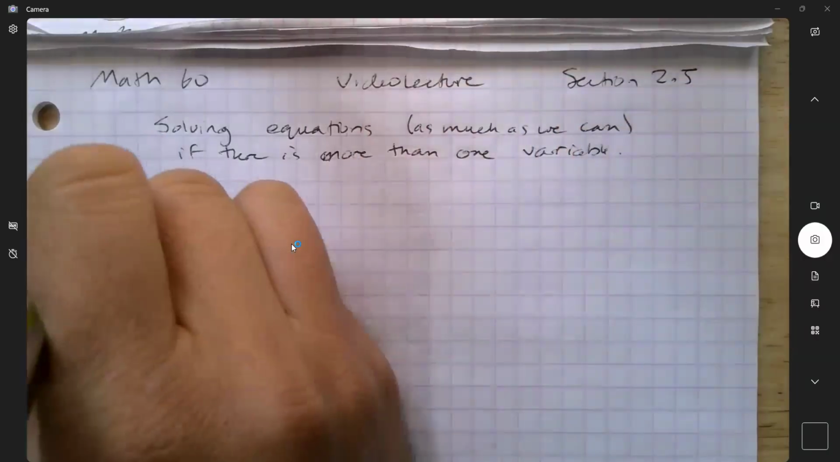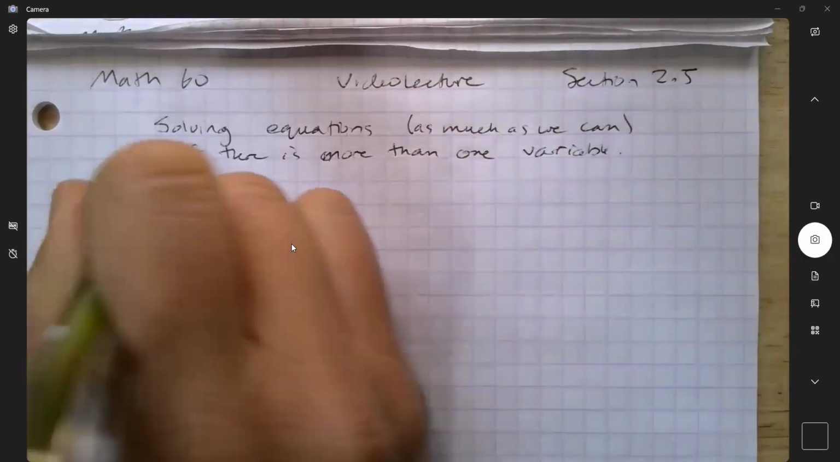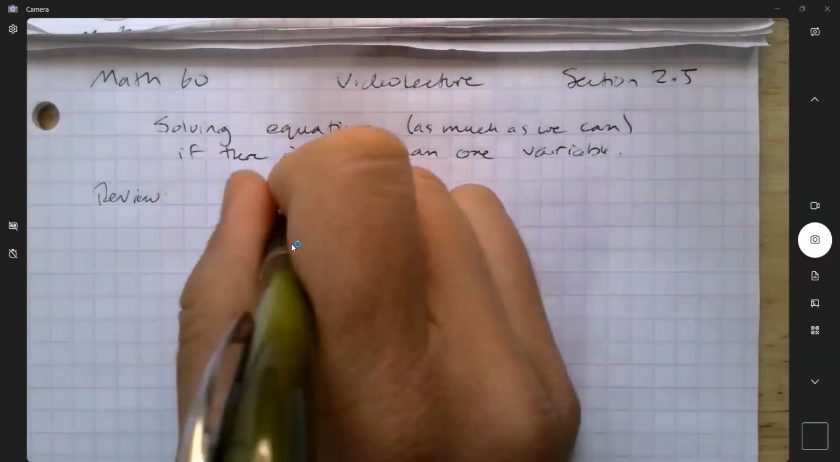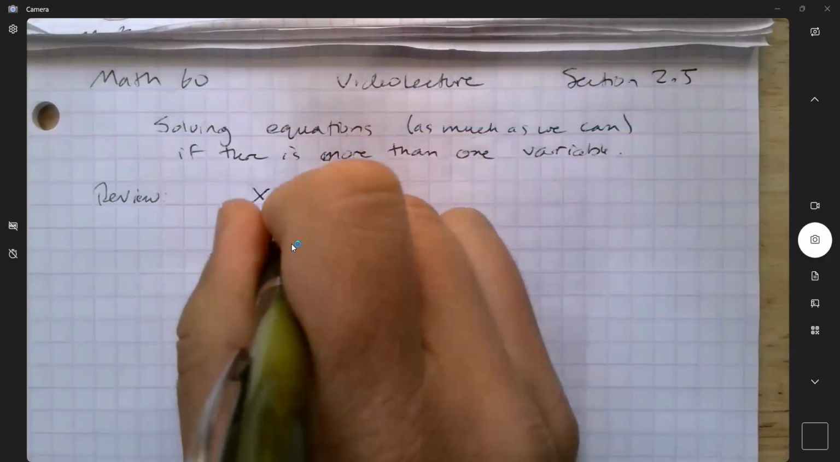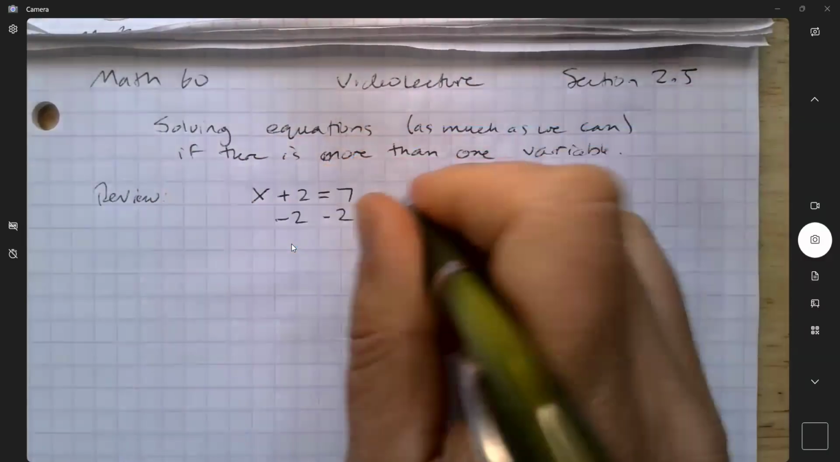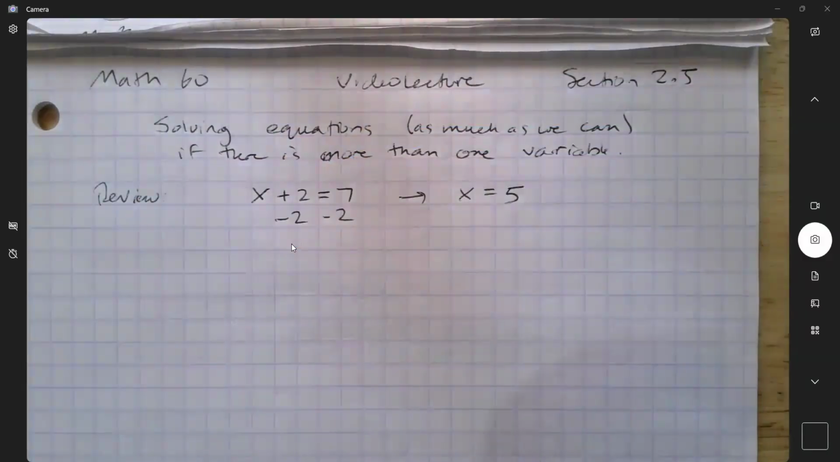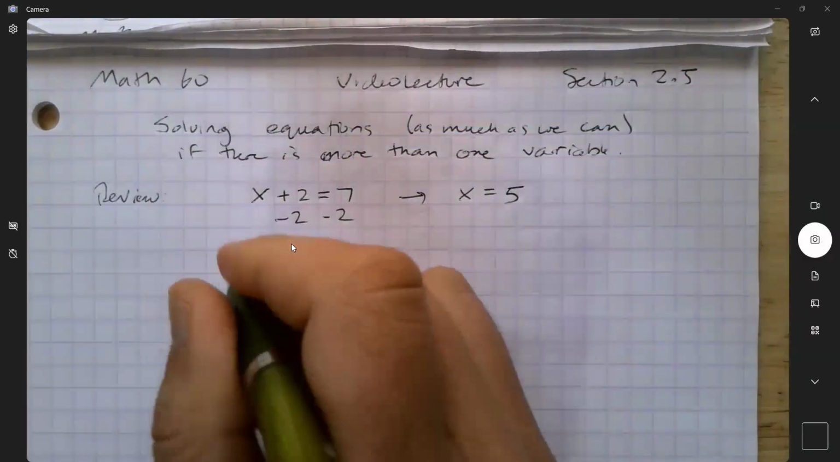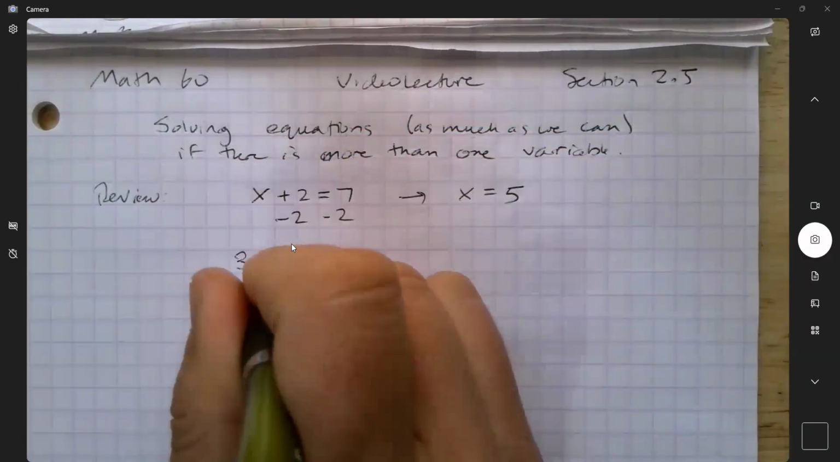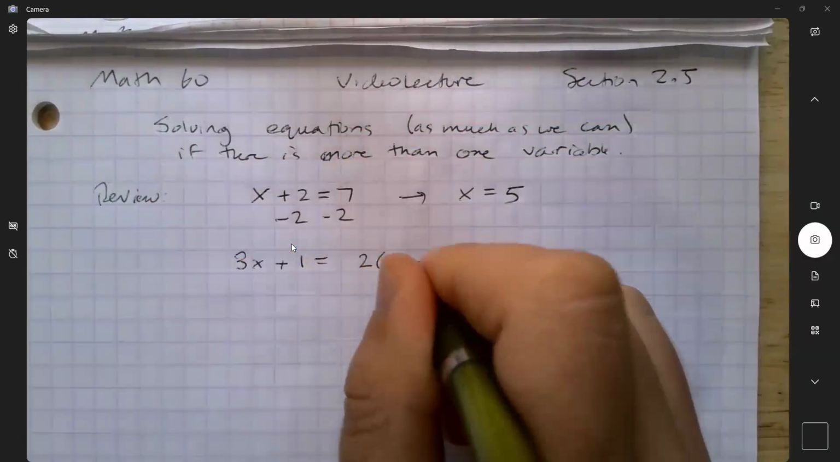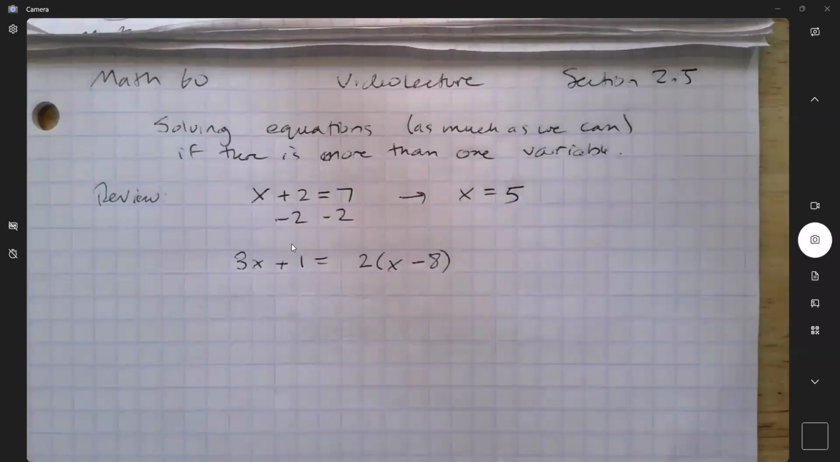So just as a review, I can solve super simple equations like x plus 2 equals 7. I subtract 2 from both sides, and I get that x equals 5. I can solve more complicated equations like 3x plus 1 equals 2 times x minus 8.